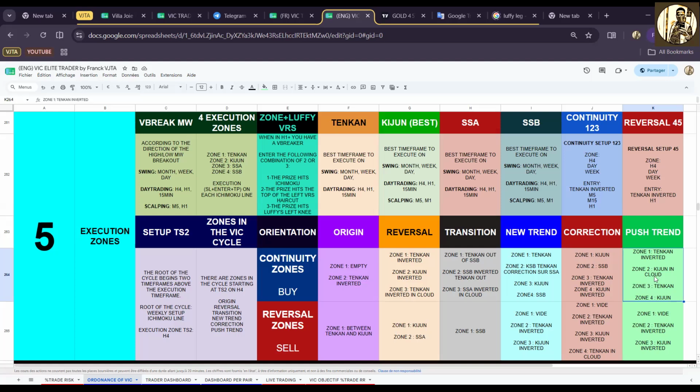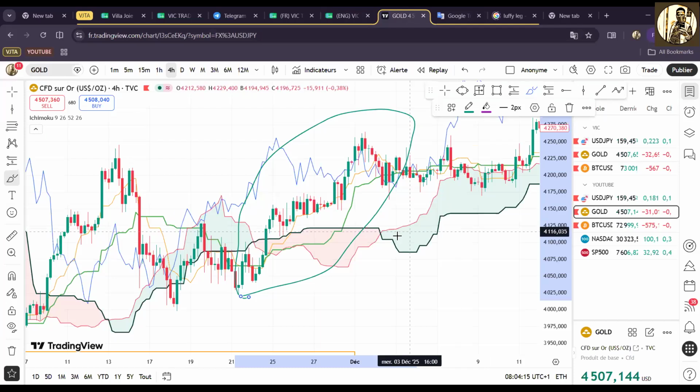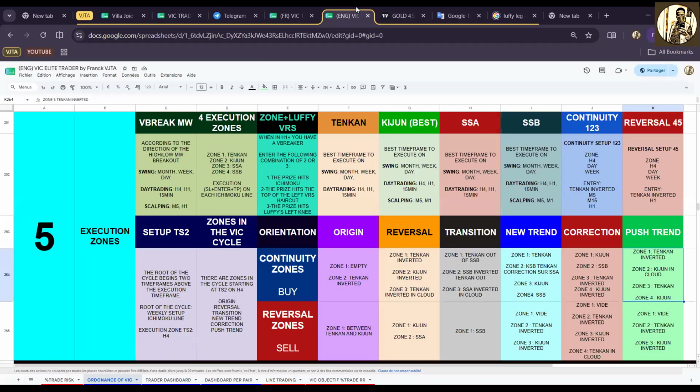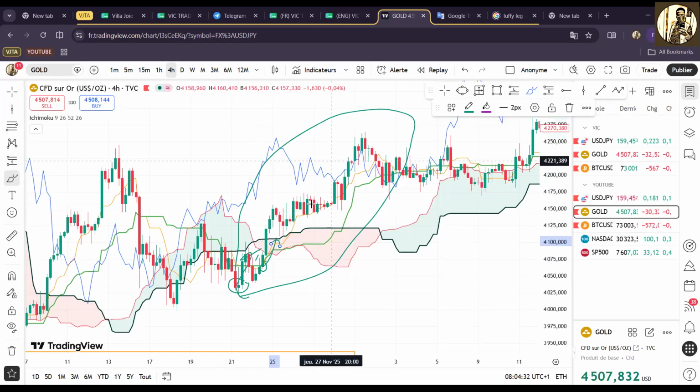Nice. Okay, for the push trend, the continuity zones are Tenkan inverted, Kijun in cloud, Tenkan and Kijun. Okay, you see, the Kijun inverted here is a continuity to the upside. Then even this Tenkan inverted somewhere here is a continuity to the upside because at this level, you have 0% chance for the price to keep falling down. You also have this Tenkan when the price is already above, 100% chance to go up. And you also have this Kijun, right?